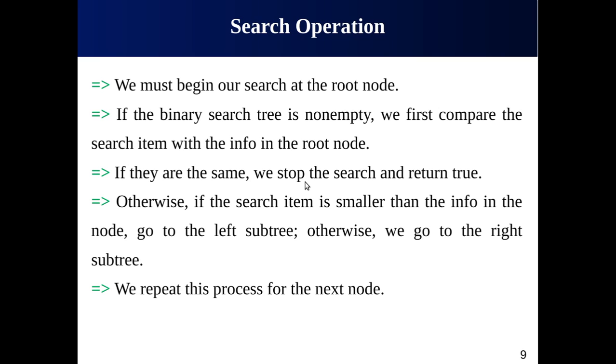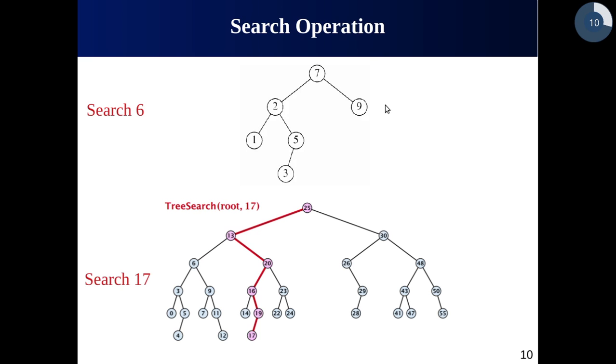And then you have to repeat this process for the next node. And at the end, if the search item is in the binary search tree, our search will end at the node which contains the search item. Otherwise, the search ends at an empty subtree. Let us consider an example of the search operation.